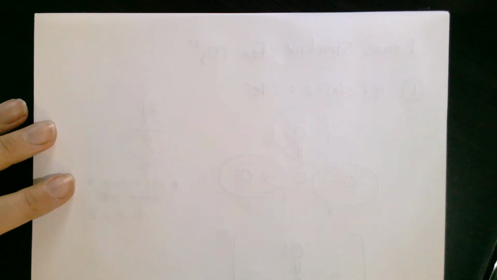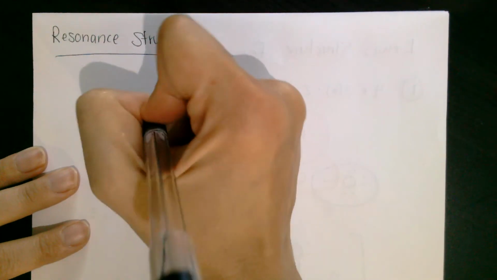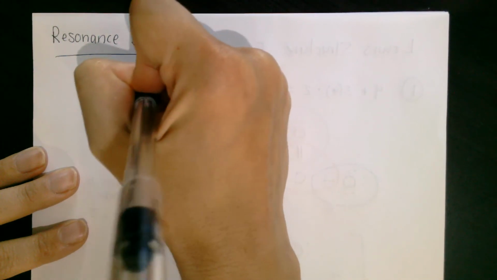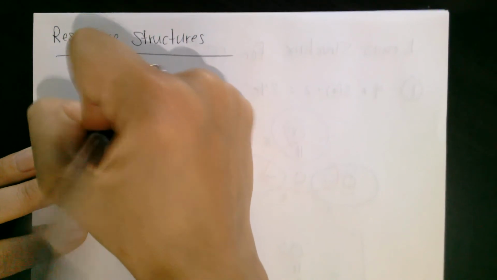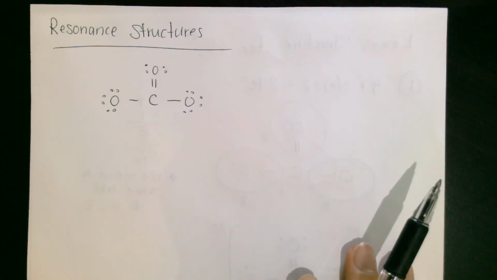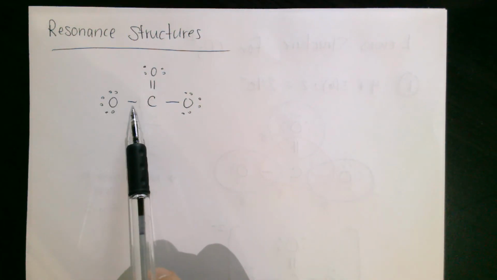Okay, so the next topic is resonance structures. We're going to go back to carbonate to look at that. So if we draw out our carbonate, we're going to take a look in just a minute at bond lengths.